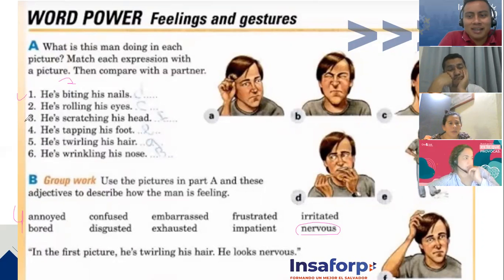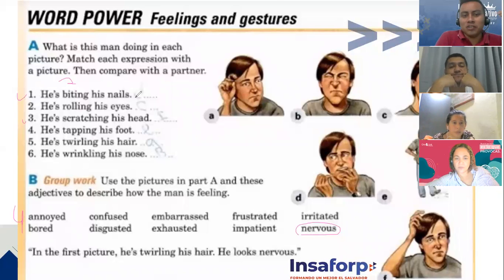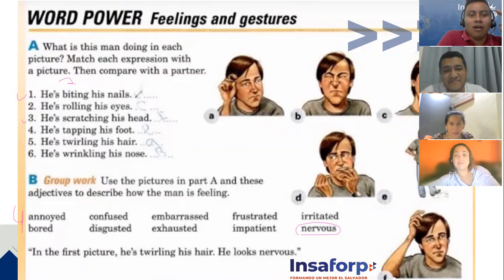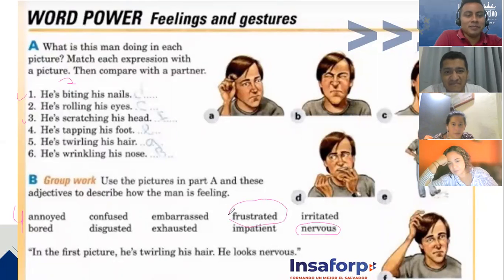Let me ask Heidi. Heidi, can you please read number 3 for us? Okay. He's scratching his head. Do you scratch your head, Heidi? Does this happen to you? Scratch is when something itches, like you scratch it, like rascar. Do you do that? Yes, teacher. When do you do it? Maybe when frustrated. Okay, so when you are frustrated, we have it here, right? Yes, when you are frustrated, it can be one.